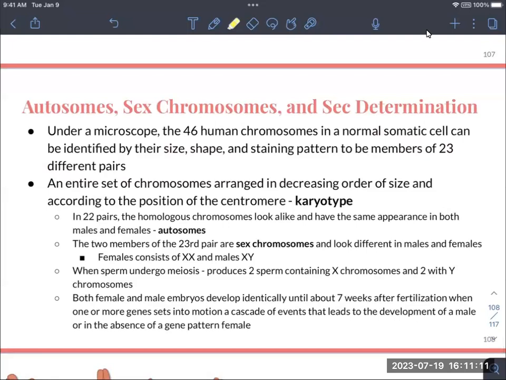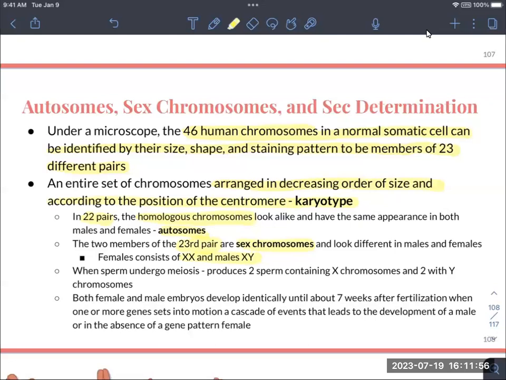Under a microscope, those 46 chromosomes in the normal cell can be identified by their size, shape, and staining pattern, and are members of 23 different pairs. These chromosomes are arranged in decreasing order of size, and according to the position of the centromere, in a karyotype. 22 of the pairs are homologous chromosomes that look alike. They have the same appearance. Those are the autosomes. The 23rd is the sex chromosome, so XX or XY.